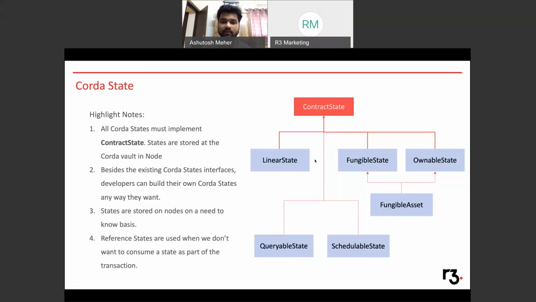So it can either be a linear state or a fungible state, but you can actually combine them with others. It could be a linear state as well as an ownable state, queryable state, schedulable state, whatever. Or it could be a fungible state as well as an ownable state, but it cannot be both linear and fungible. That's not possible, right? Because it can either evolve in a straight line, or it can be merged and split, but it cannot do both. So it can either be linear or fungible, and then you can combine them with the others. All right, I hope that answers the question.